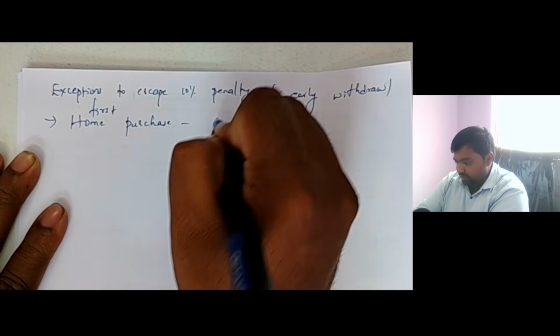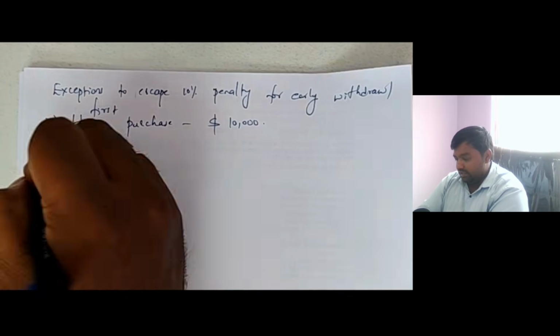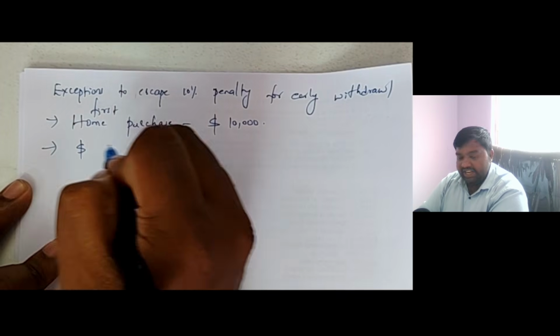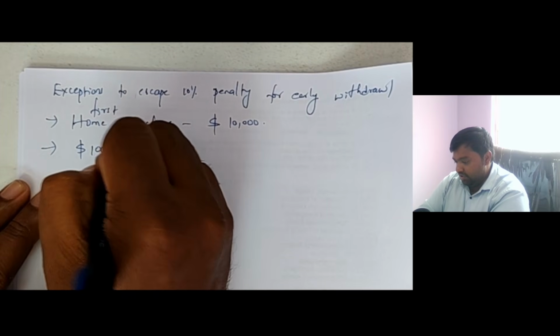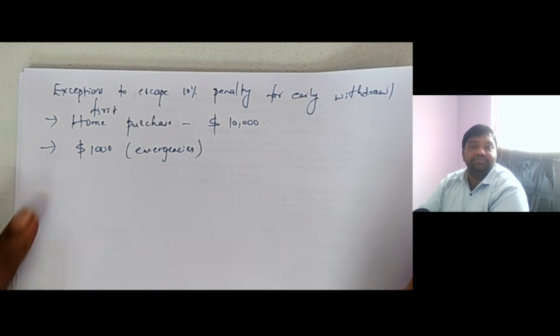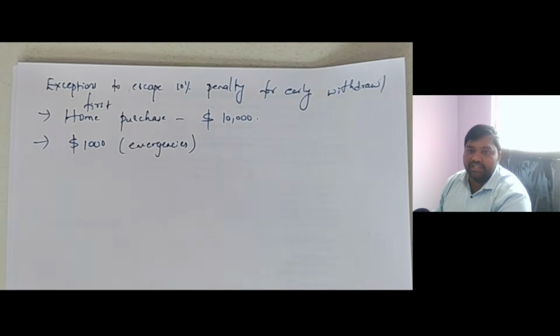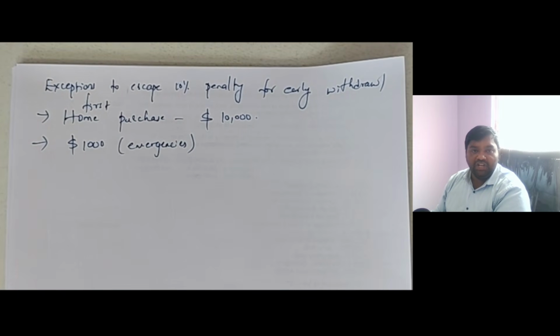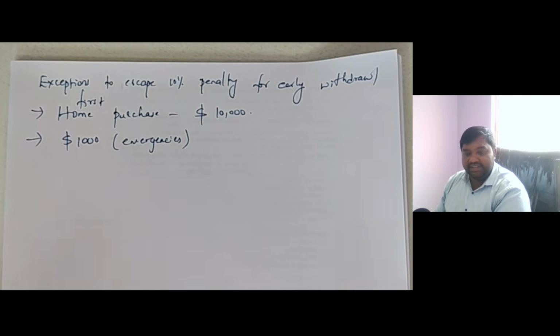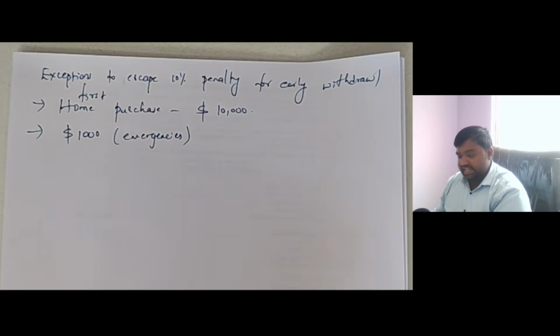You can withdraw up to 10,000 US dollars. And from the 2025 tax year onwards, $1,000 you can withdraw for emergencies, medical emergency, etc. There are some other exceptions also, but this is required for your exams. Very simple, no hard and fast rule, whatever we have discussed for traditional IRA.